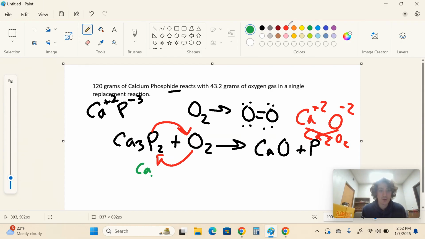So we have calcium, we have phosphorus, and we have oxygen, right? Those are the 3 elements. And then the same thing on this side: calcium, phosphorus, and oxygen. Again, you don't need to do this every time, but it'll help you if you're new to this. How many calciums? 3. How many phosphorus? 2. How many oxygens? 2 on the reagent side. On the product side, we only have 1 calcium, 1 phosphorus, and 1 oxygen.